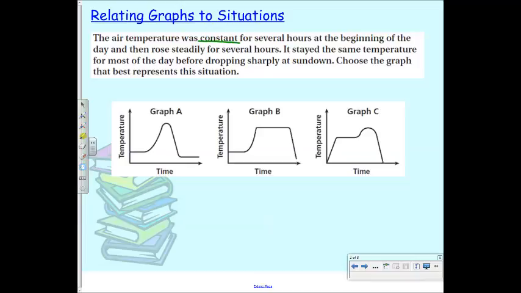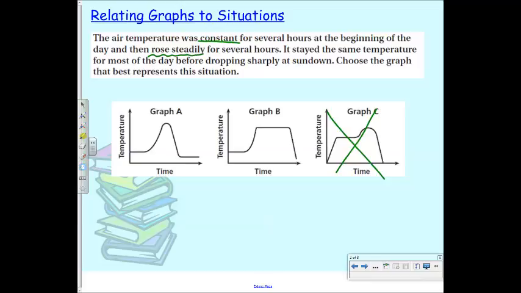So right now, just from that information, I can tell it's either going to be which graph? A or B. It can't be C, because what happened in C? C went immediately up. So it can't be C, because that's rising from the very beginning. So I already know it's not that graph. Okay, what's my next keyword? Rose steadily. So then it rose steadily for several hours. All right, so we've got to choose between A and B.